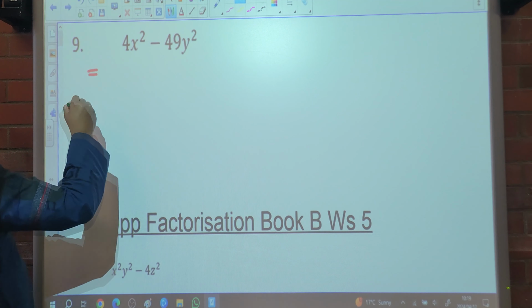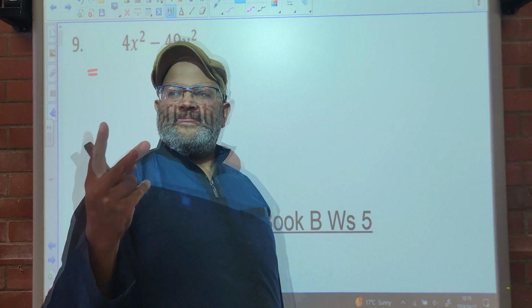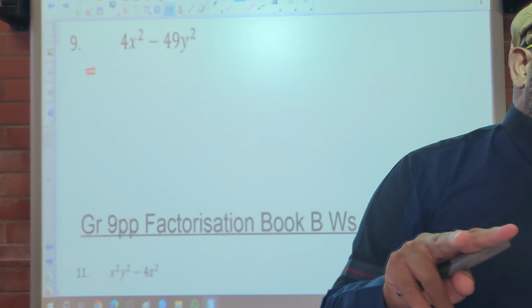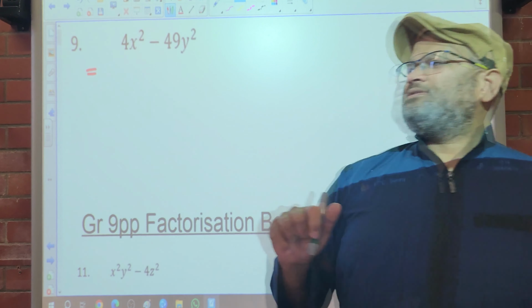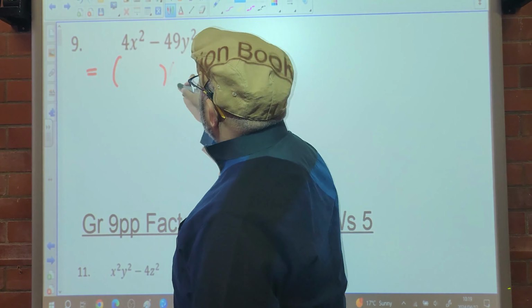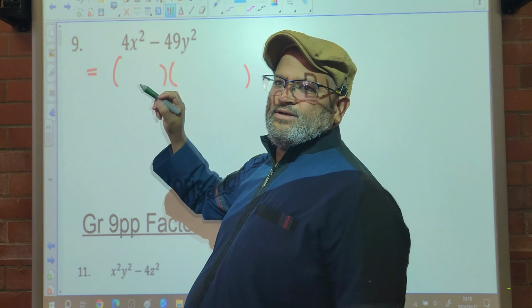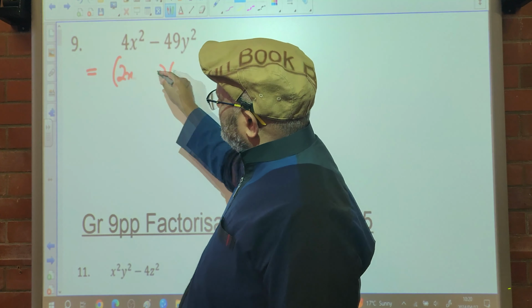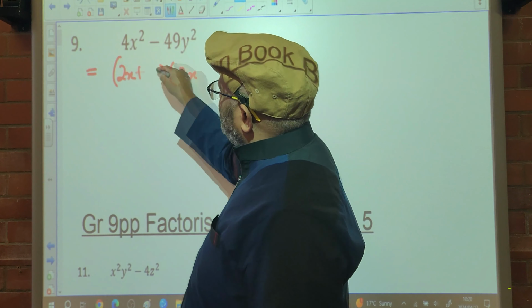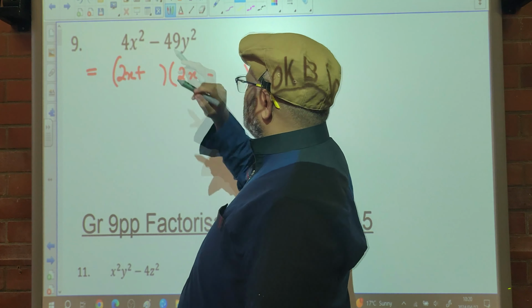Are they two terms? Are both perfect squares? Is there a minus between them? So what's the square root of 4x squared? One plus the other? Minus. What's the square root of 49y squared? 7y.